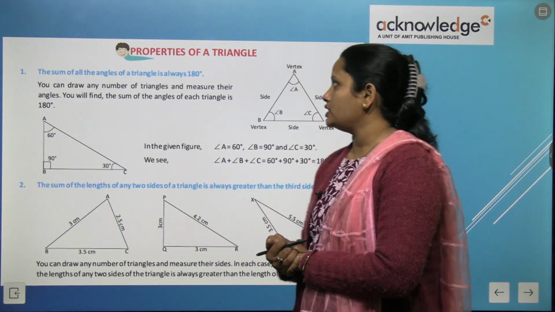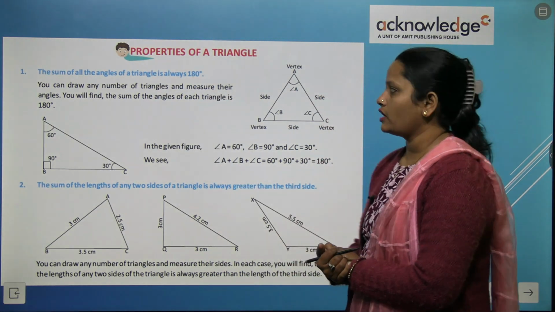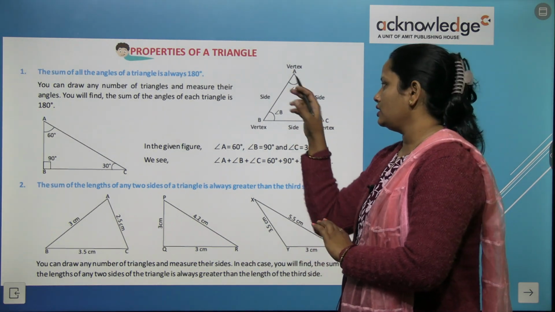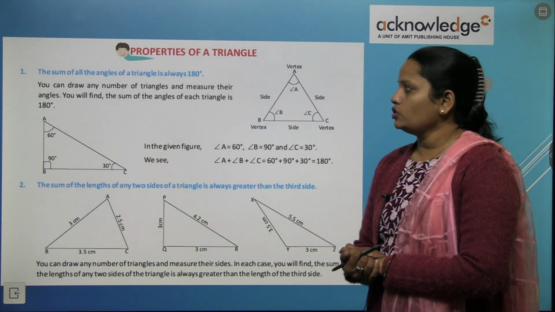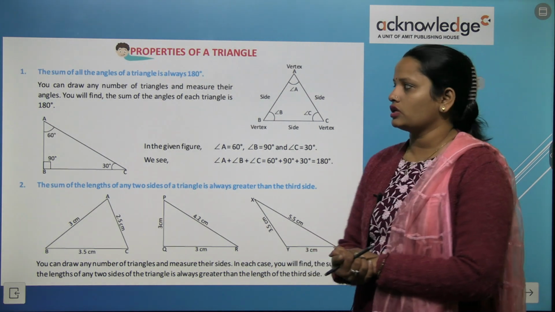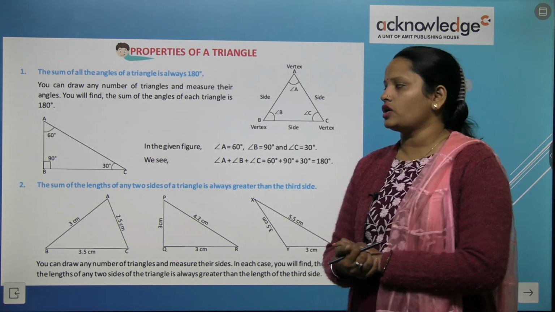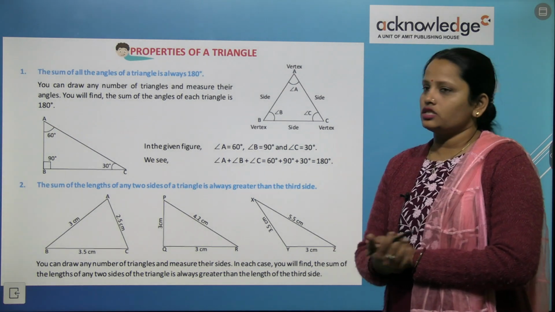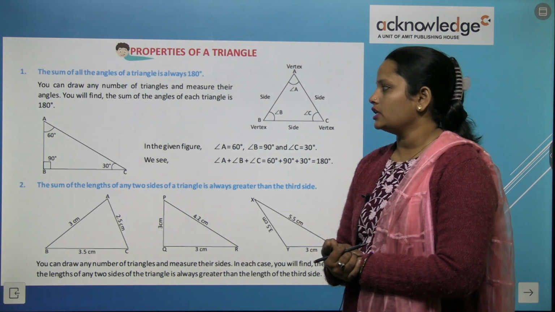Next comes the properties of a triangle. क्या क्या properties हैं? The sum of all the angles of a triangle is always 180 degree. So अगर हम triangle की बात करें तो इसके जितने भी angles होते हैं 180 degree के बराबर होते हैं. So you can draw any number of triangles and measure their angles. हम कितने भी triangle बना सकते हैं, उनके angles को measure भी कर सकते हैं. You will find the sum of the angles of each triangle is 180 degree. हम जब उन्हें प्लस करेंगे तो we get 180 degree.